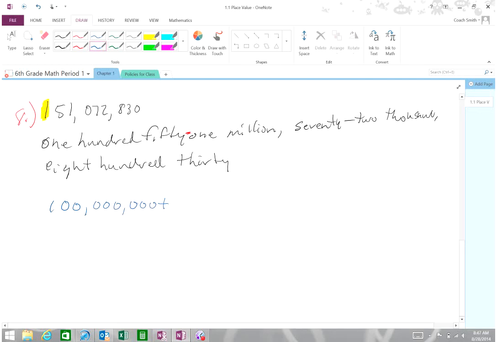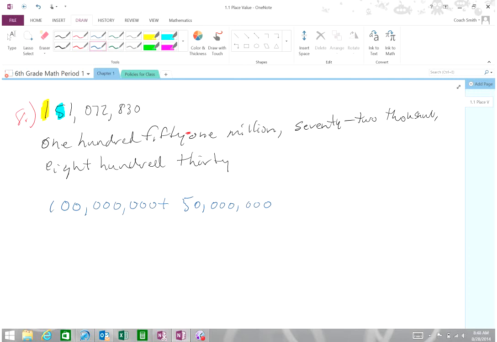plus. The next one is 51, but we know that it's a 5. So we go 5, and that's how you write 50 million. So now I'm just taking off zeros each time. The first number had how many zeros?